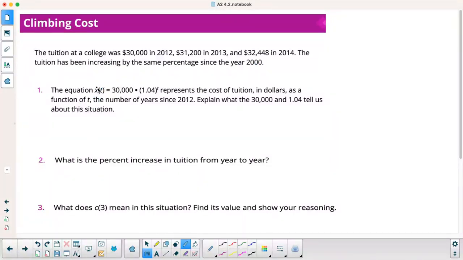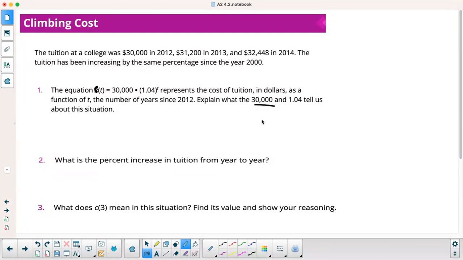I think your book has a C here because this has a C and then this had an X. I'm not sure which one your book has, so I'm going to say C for college. I don't know if it's an X or not, but I know they don't match up, so that doesn't make sense. But here's my equation. It represents the cost of tuition in dollars as a function of T, the number of years since 2012.